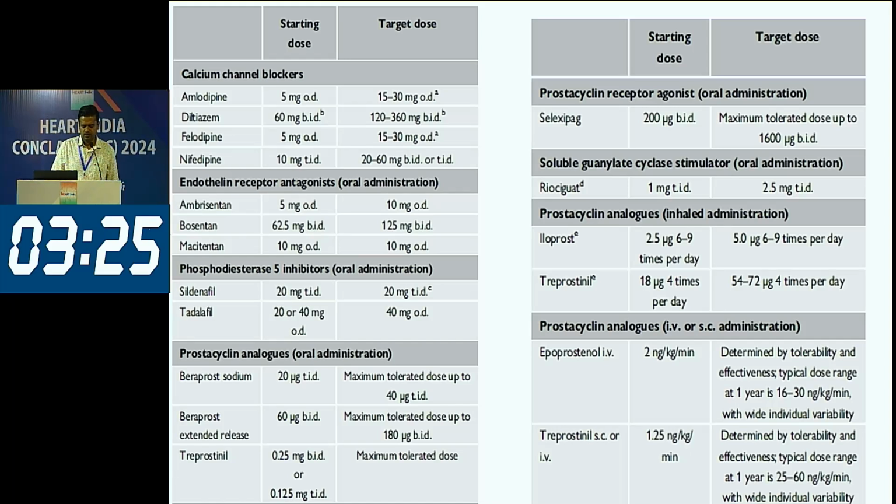Starting dose is for ambrisentan and macitentan, which are most commonly used in ERA. It is 5 mg for ambrisentan, which can be increased to 10 mg. Macitentan, it is 10 mg maximum dose. Sildenafil and tadalafil are also very commonly used. Sildenafil is 20 mg TDS, increased to 20 mg TDS, same dose. And tadalafil starts from 20 or 40 and the maximum dose is 40.